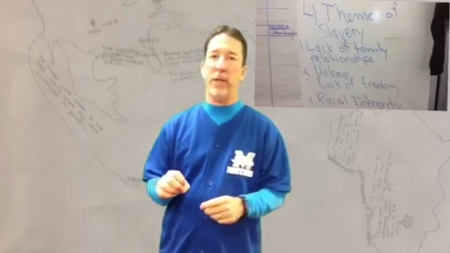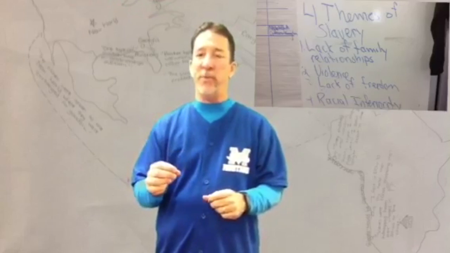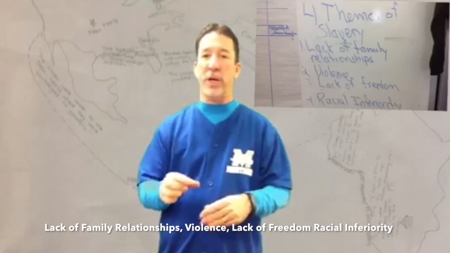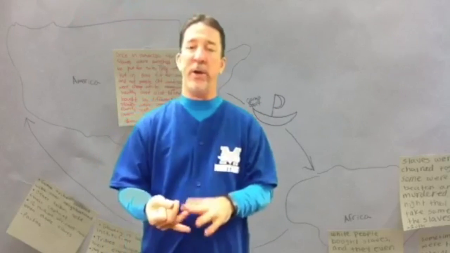Remember our four themes of slavery: the lack of family relationships, violence, lack of freedom, racial inferiority. All of those were outlined last week when we took a look at the video about Harriet Jacobs. So just think about those stories and the examples of that.